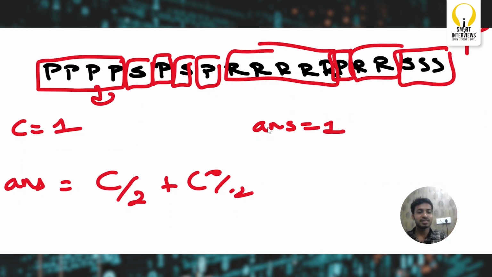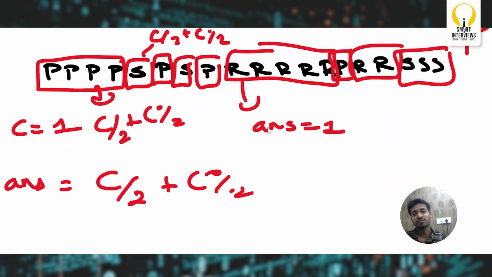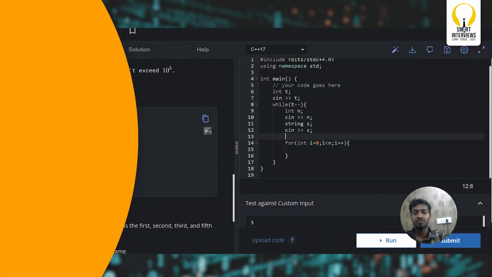For each and every segment in here, I'll say count by 2 plus count mod 2. That is what I'm going to do. Count by 2 plus count mod 2. So for each and every segment, I should basically get the count, and I should update it.